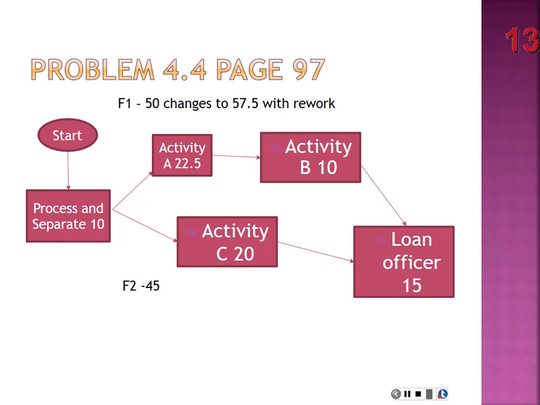All right. So if we were going to look at problem 4.4 on page 97, it says, a home insurance application consists of two forms. F1 relates to the homeowner and F2 relates to the property. On receipt, each application is processed, recorded, and separated into F1 and F2. This operation requires 10 minutes. F1 requires activity A for 15 minutes per unit and then activity B for 10 minutes per unit. F1 and F2 are then combined and further processed by a loan officer for 15 minutes. All the times mentioned represent flow times of the various activities and include the effects of waiting.